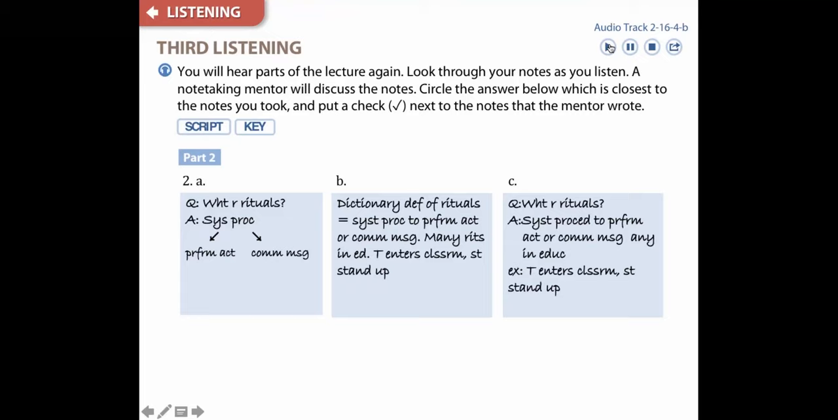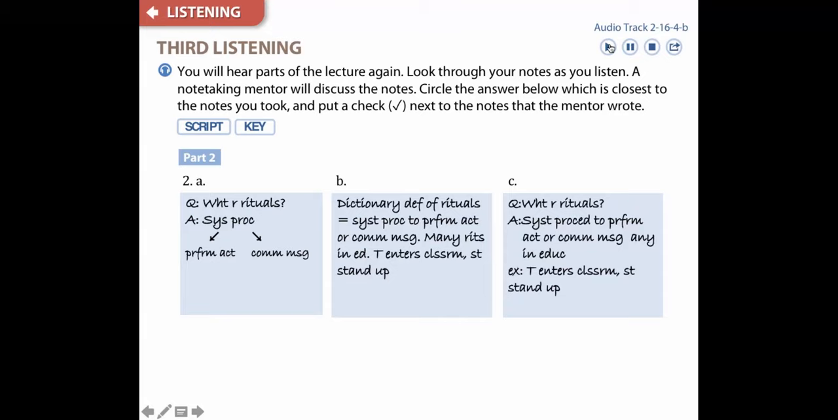Look at number 2. Which notes are similar to your notes? Did you notice the rhetorical question and use the Q&A symbols, as in A and C? If so, good. Although B includes all of the information, it is not as clear as A or C.